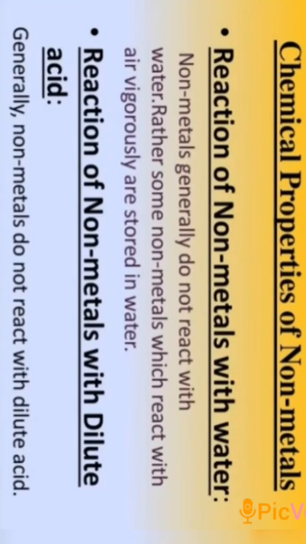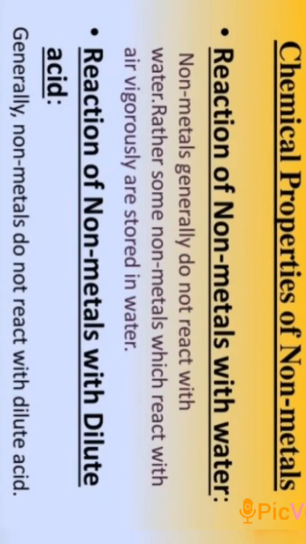Next chemical property of non-metals is reaction with water. Non-metals do not react with water, but can be very reactive in air. Such types of non-metals are stored in water. For example, phosphorus is very reactive in air. If it is kept in air, it catches fire very easily. In order to protect phosphorus from catching fire in atmospheric oxygen, it is kept in water.